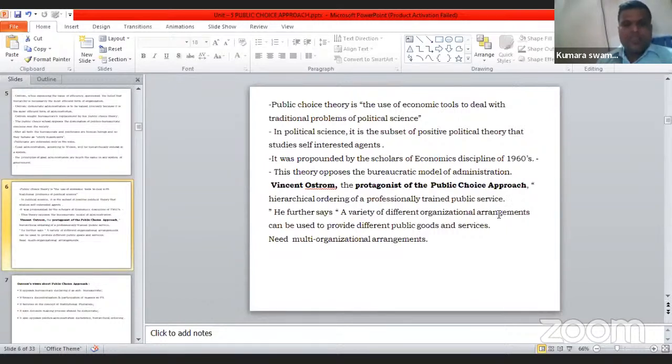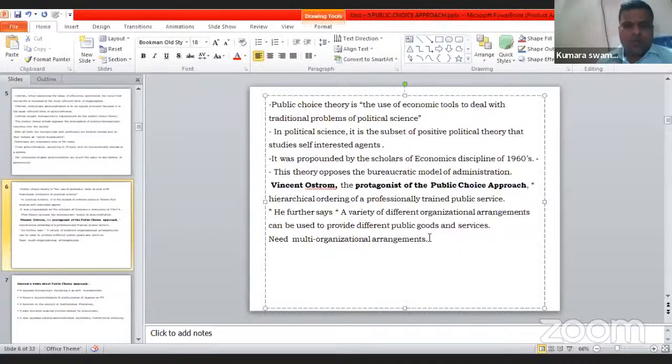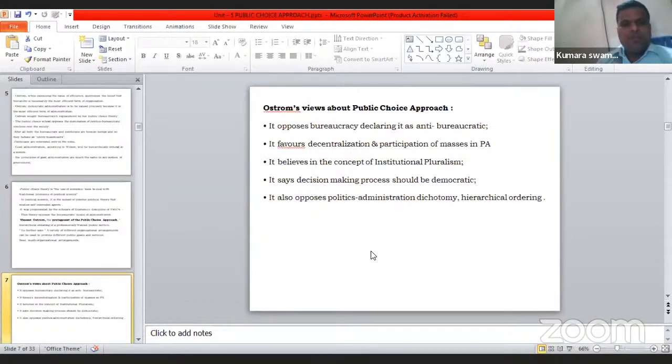He says that a variety of different organizational arrangements can be used to provide different public goods and services. So for that, we need multi-organization arrangements to fulfill the people's needs. So we require multi-organizations here. And according to Ostrom's viewpoint, the public choice approach deals with a few aspects.